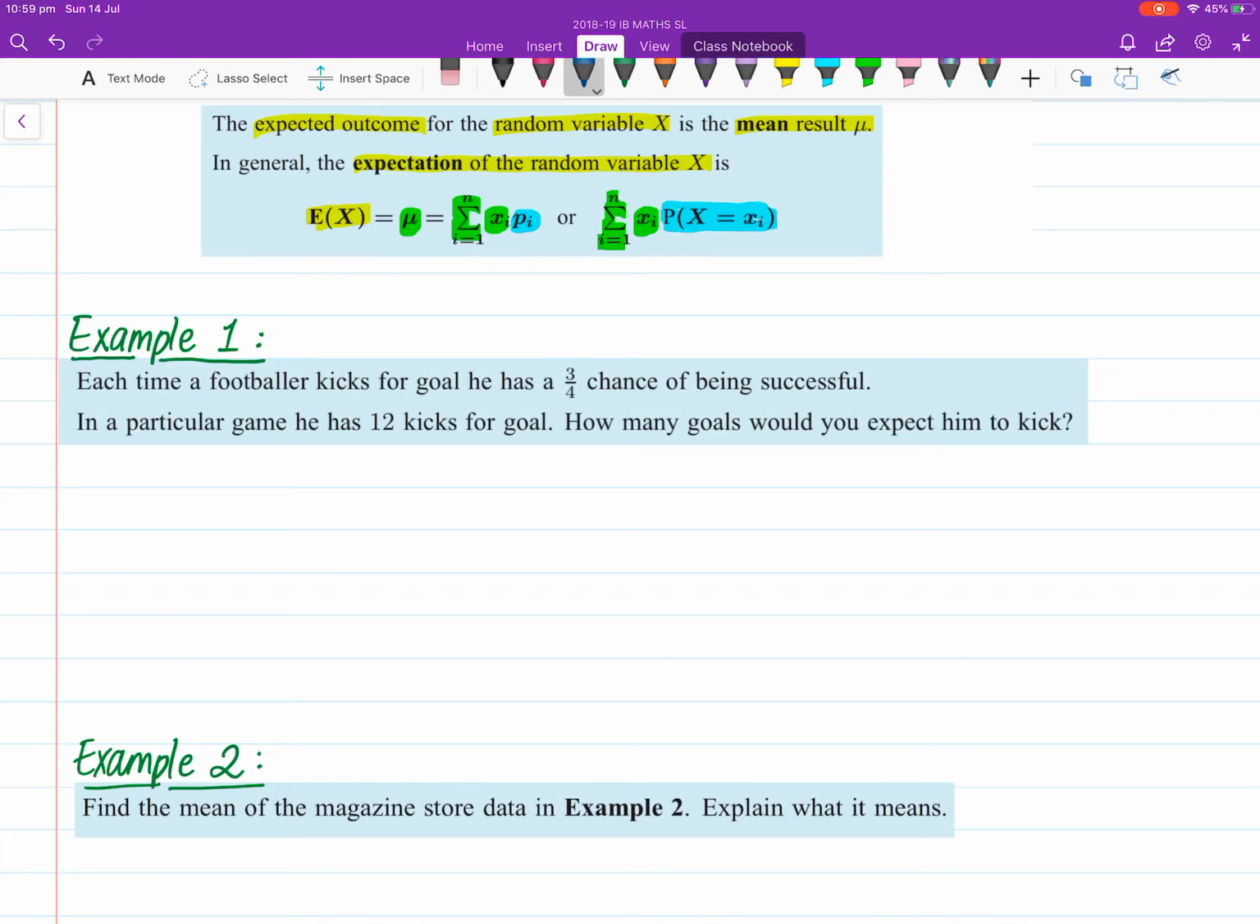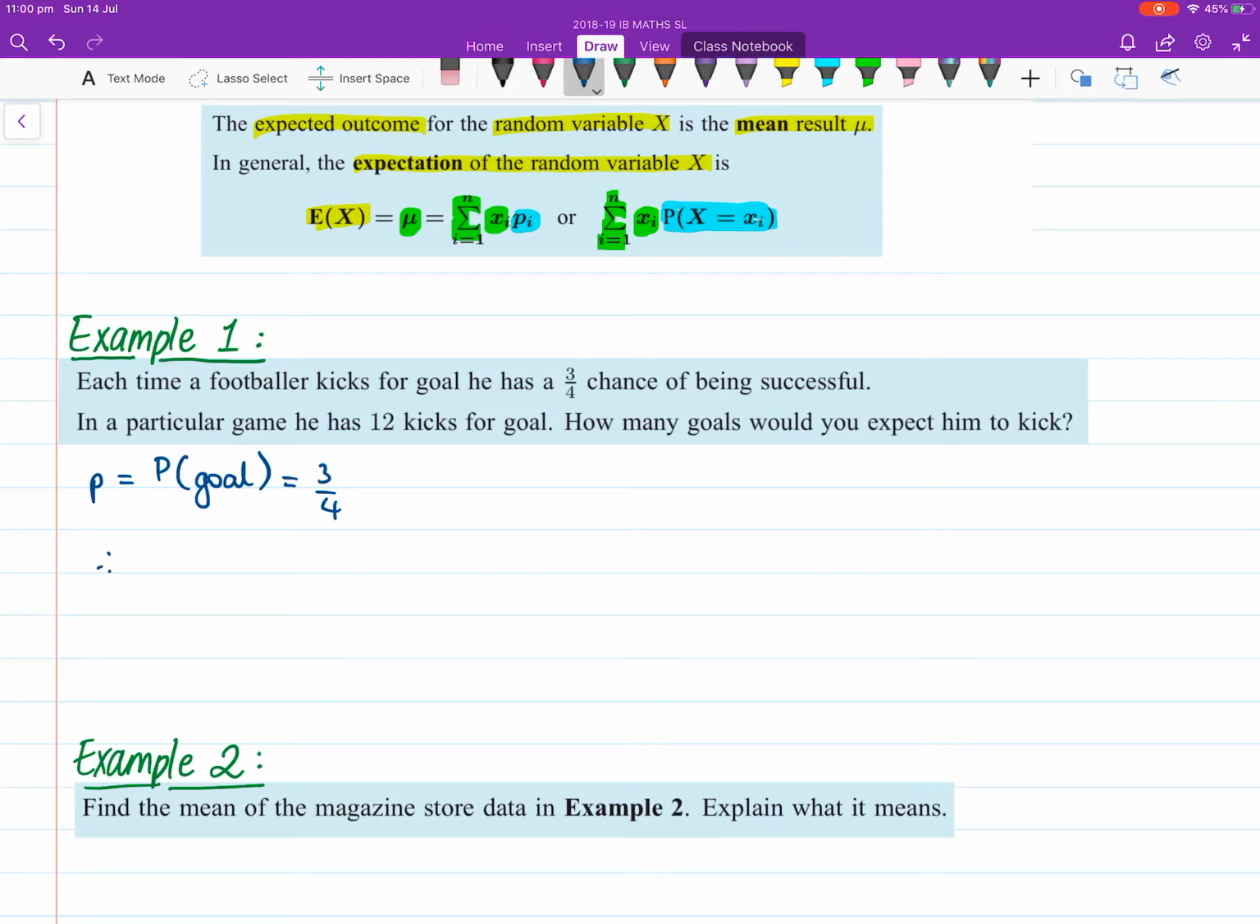Example 1. Each time a footballer kicks for goal, he has a 3/4 chance of being successful. In a particular game, he has 12 kicks for goal. How many goals would you expect him to kick? So the probability, or little p, is the probability, capital P, of getting a goal. I might just put goal in here because you could have 0 goals or 1. No, it's actually just goal or not goal, really, isn't it? So you can either get a goal or not a goal. So it's got to be goal, and that's equal to 3/4.